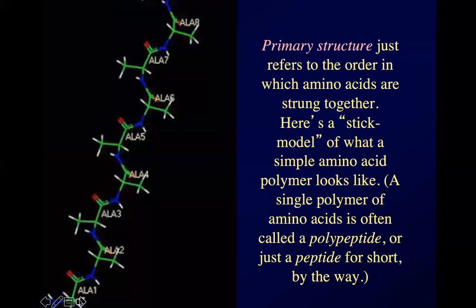Okay, so if you could see a chain of amino acids, it might look like this. We've taken the carbon atoms and represented them as little green sticks with oxygens in red, nitrogens in blue, and hydrogens in white. This is just one way of building a model of atoms. So that's a stick model of what a simple chain of amino acids would look like. And a single polymer of amino acids is often called a polypeptide, or sometimes just a peptide for short.